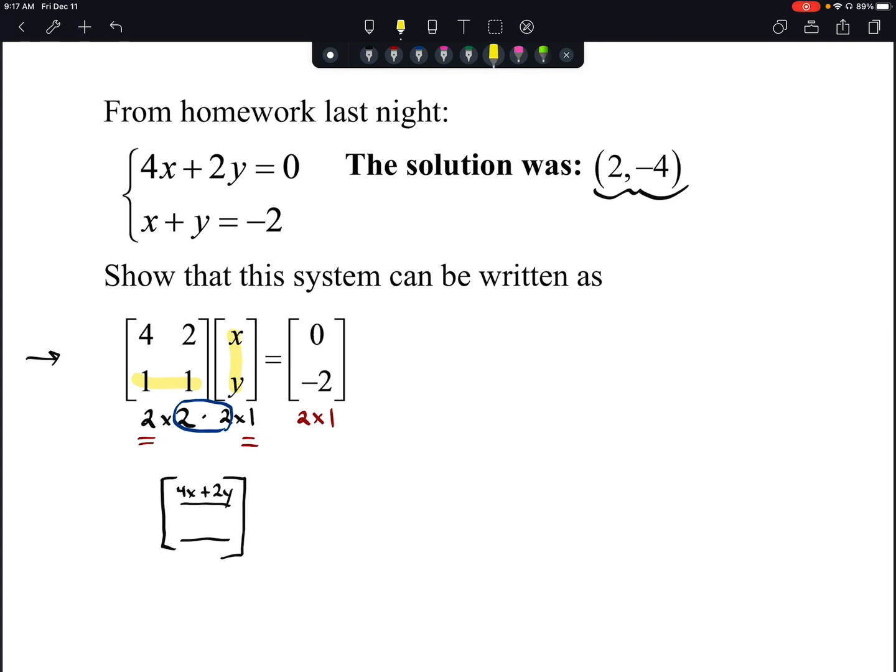We do 1 times x is x. Oops, I need to switch my pen. Plus 1 times y is y. And right now this should still equal 0 over -2.